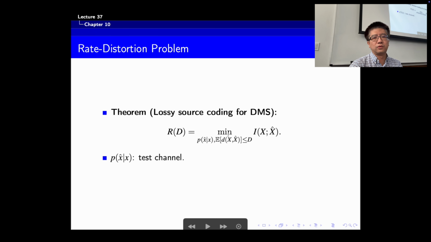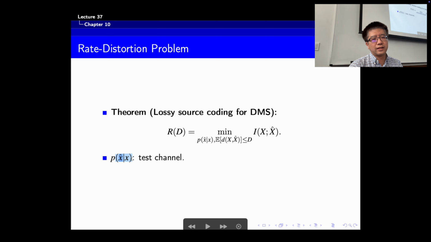And here, with minimization, we minimize over p(x hat | x). We showed before that for fixed p(x), the mutual information is a convex function of p(x hat | x). Therefore, this is eventually a convex optimization problem. We can use the KKT condition to solve it without any problem. So the idea is exactly the same as before.